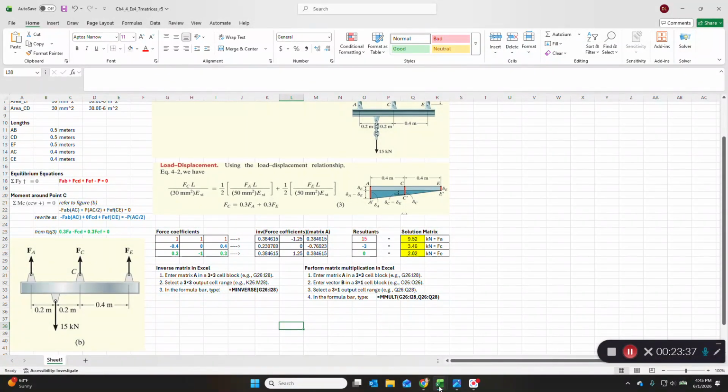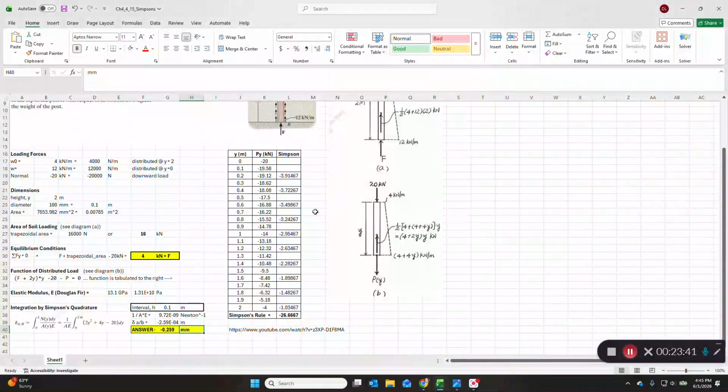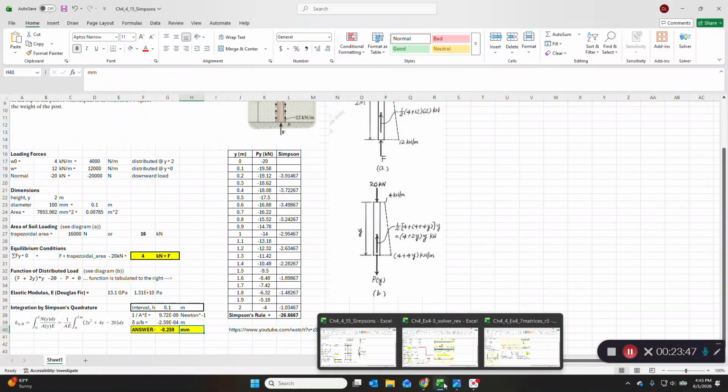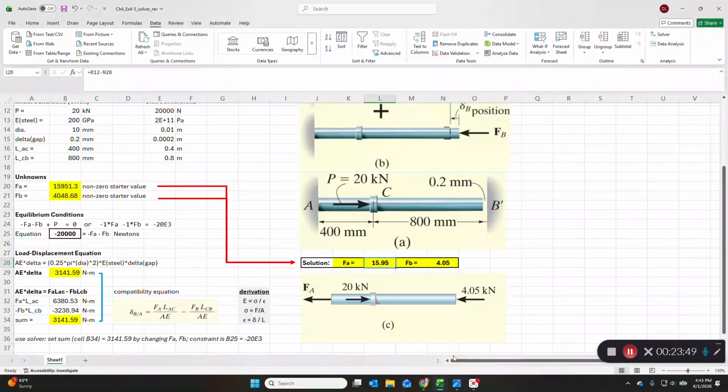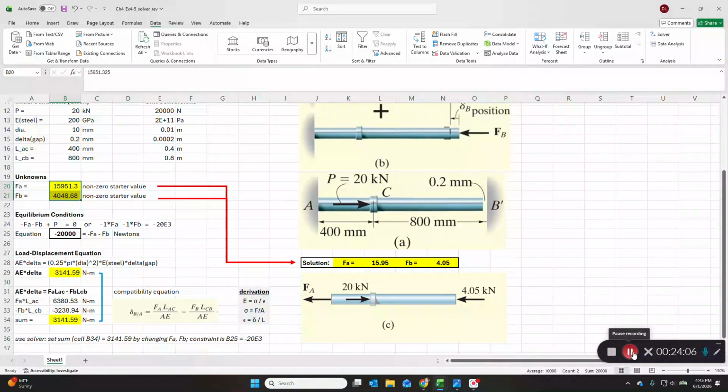And then in the last example, let's skip back to that to show you how we use Simpson's rule for integrating a function. And the first example we saw was utilized to show the calculations using Solver. So this chapter in axial loading has a lot of versatility to use multiple functionality in Excel to solve complex problems with multiple unknowns.